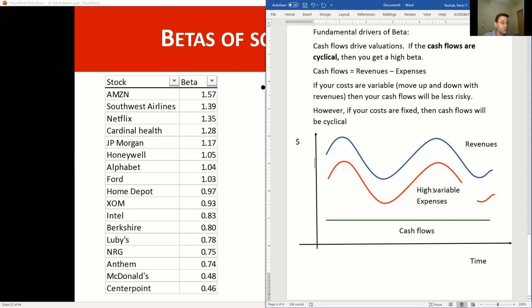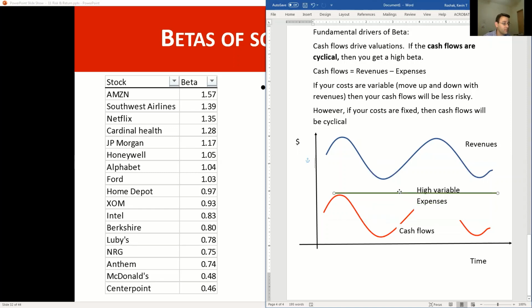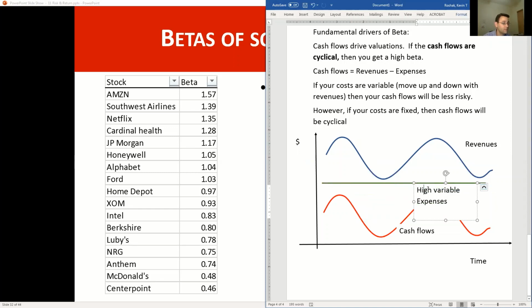But suppose we have high fixed costs, then it's going to flip. Right? If we have high fixed costs, now we're going to put those in green. And then the cash flows are going to be what's left over in red. We're going to have very cyclical cash flows if our expenses are fixed and you have to pay the same expense, good times or bad.